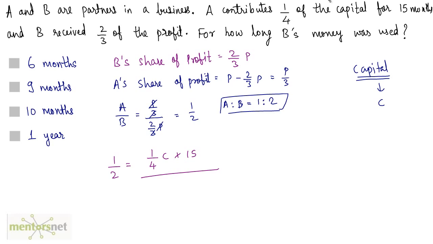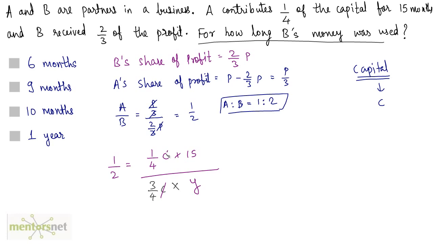A contributes 1/4 of the capital, which means that the rest of the 3/4 of the capital is contributed by B. So we can write the investment done by B as 3/4 of the capital times the time period of B, and that's what we have to find out, the time period of B. Let us assume that the time period is Y, right? Now we can find out Y from this equation.